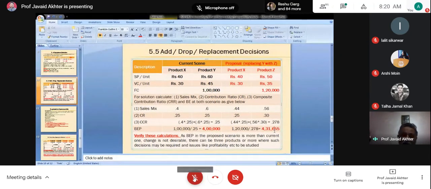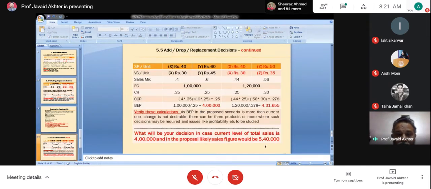Yes, depends on the market. When you change from Y to Z, you need to see what will be the market for Z in future. This is the decision that you are taking as on date. But if you think that the market for Z is likely to be better than Y in future, then even if your BEP is more, one can still go. I have just mentioned these things in the next slide. Perhaps let me just check if I have mentioned.